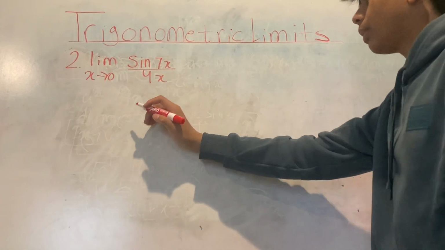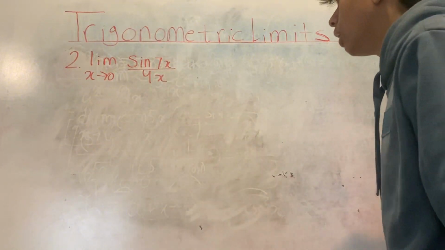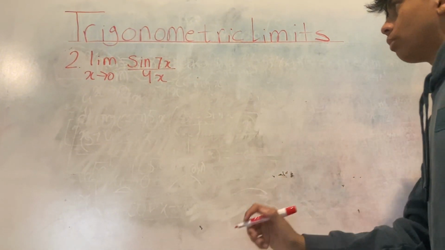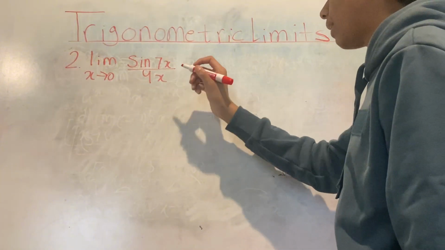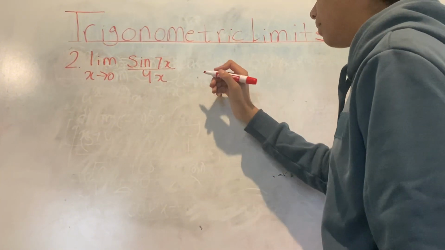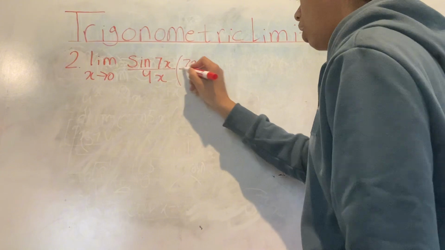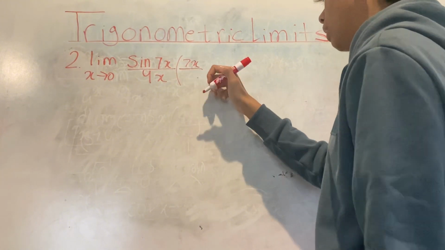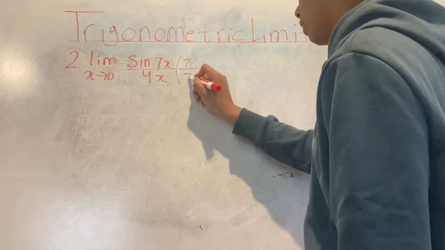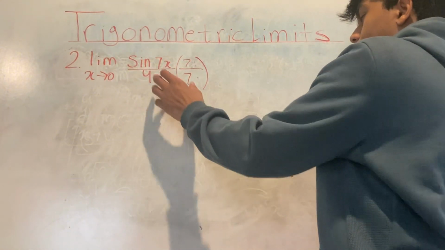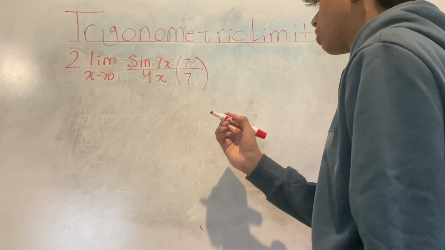Okay, so next one, we have, again, the limit as x approaches 0, but this time of 7 sine x over 4x. So we can use the same strategy. What we want to do is get 7x in the denominator. So what we're going to do is multiply by 7 over 7 on the top and bottom. And again, we can do this because 7 over 7 is just 1, so you're not changing the actual function at all.